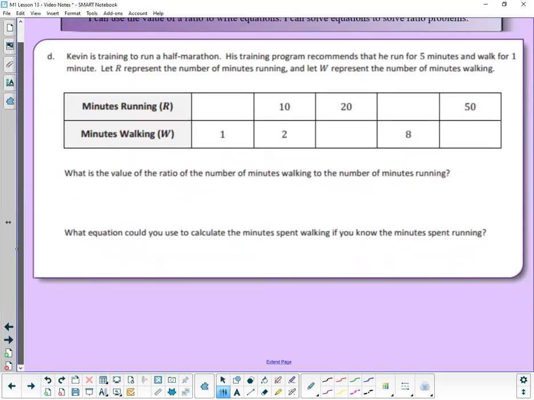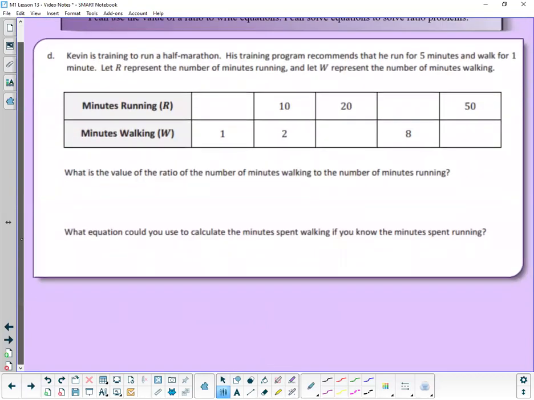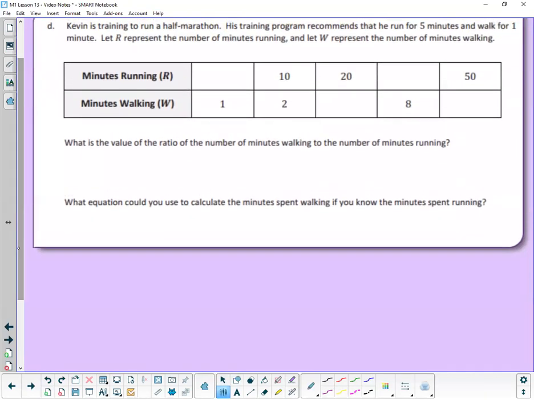So it says Kevin is training. Oops, sorry about that, guys. There we go. Kevin is training to run a half marathon. His training program recommends that he run 5 minutes and walk for 1 minute. Let R represent the number of minutes running. Let W represent the number of minutes walking. So I've got R, 5 minutes. He runs for 5, walks for 1. Boom.